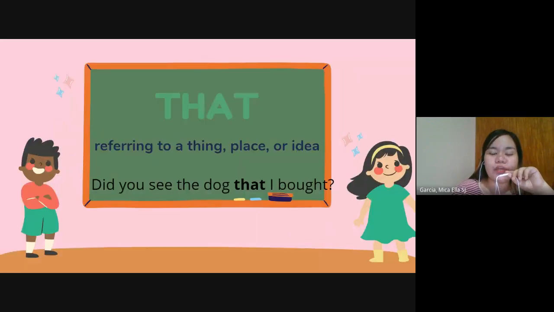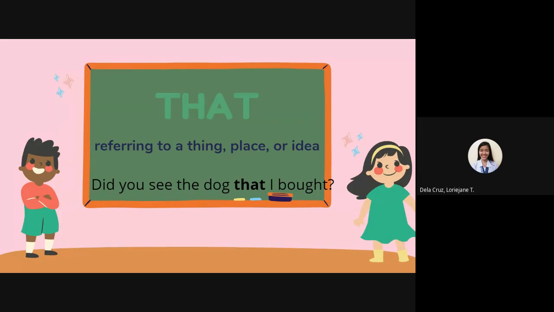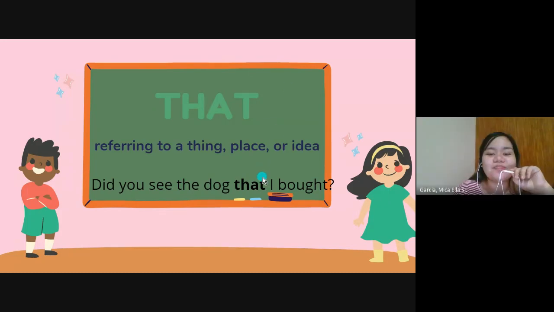Next, we have the relative pronoun that. That is used to refer to a thing, place, or an idea. Who can read the sentence provided? Yes, LJ. Did you see the dog that I bought? Thank you. Can anyone tell me why we use that in this sentence?